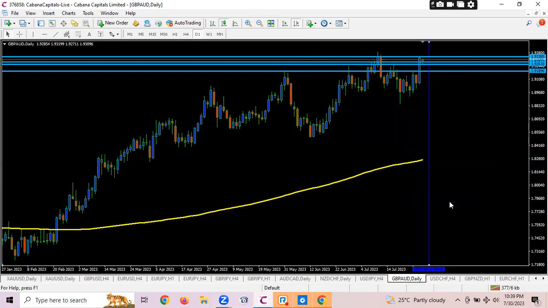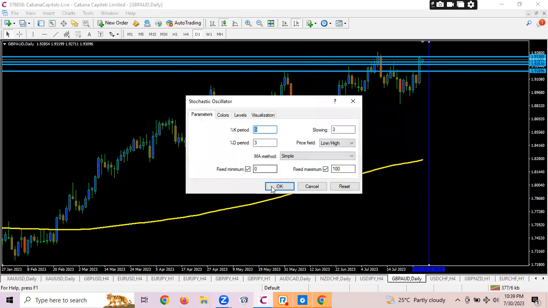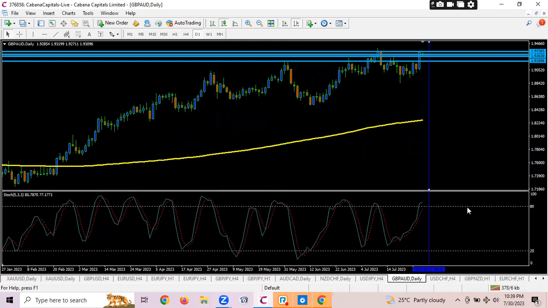Should be overbought. Can you see? It's overbought, so this is not a good time to buy. If you are buying at the current market price, the risk will be too high.